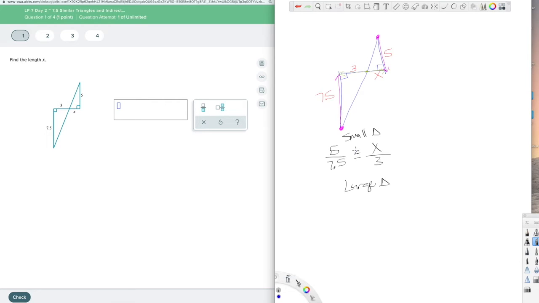So I can go cross from top to bottom. 5 times 3 gives me 15, and that's going to equal, I guess I'll do this other guy in red, if I go across the other way, 7.5 times x, which is just 7.5x, like that. Because we just kind of squish them together, right? So now we have this piece. I have to get x by itself, so I need to take that 7.5 and divide on both sides. And I believe we're going to get 2 here.